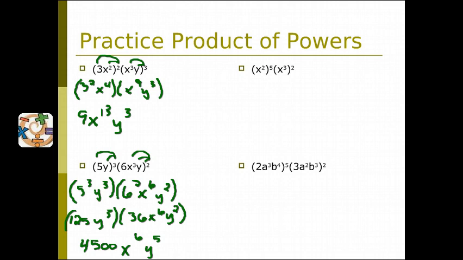Our third example is pretty easy after the first two. So distribute our 5, giving us x to the 10th. And then distribute our 2, giving us x to the 6th. 10 plus 6 gives us x to the 16th power.